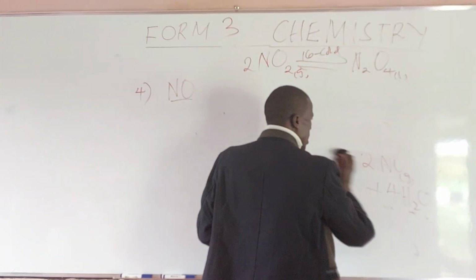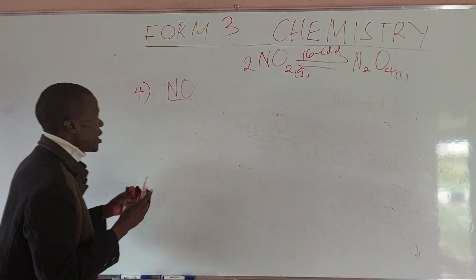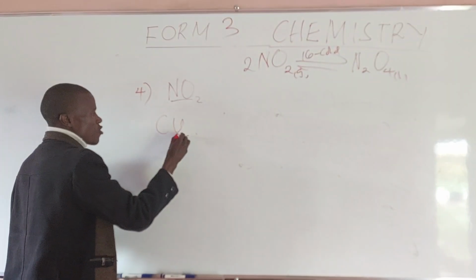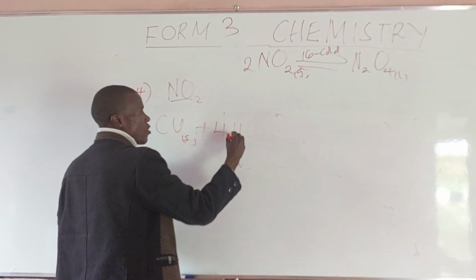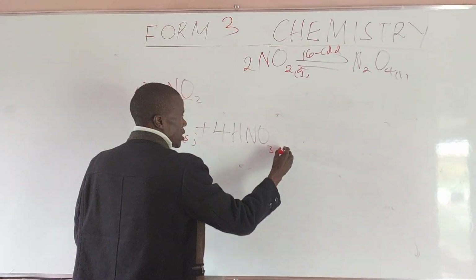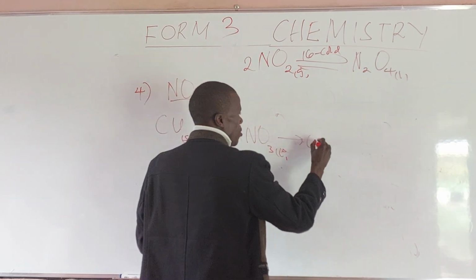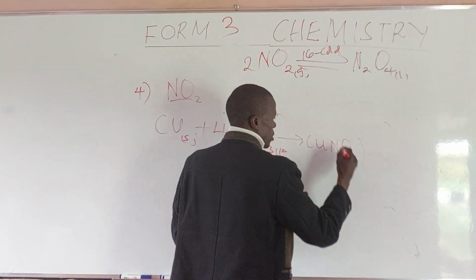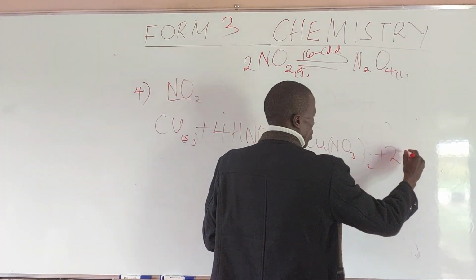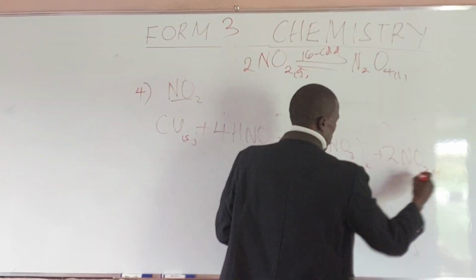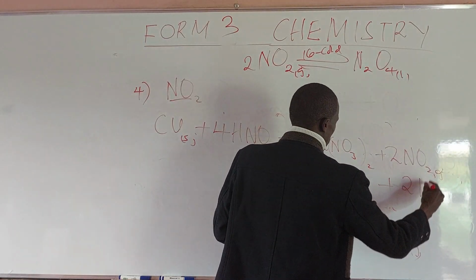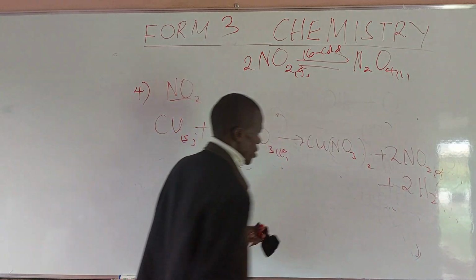If you want to prepare nitrogen 4 oxide, we need 1 mole of copper, 4 moles of concentrated nitric 5 acid. Then we form 1 mole of copper 2 nitrate, and we have 2 moles of nitrogen 4 oxide, and we basically have 2 moles of water.